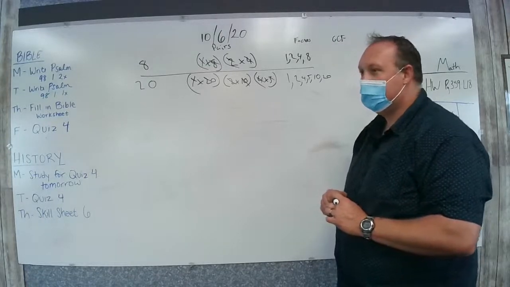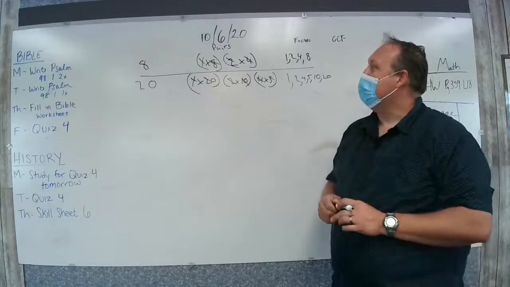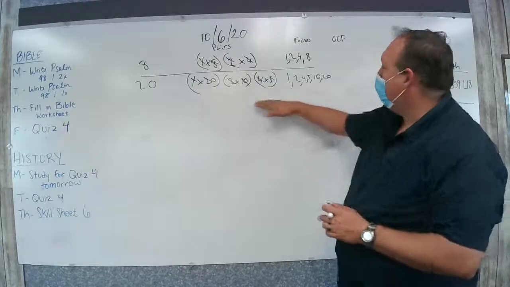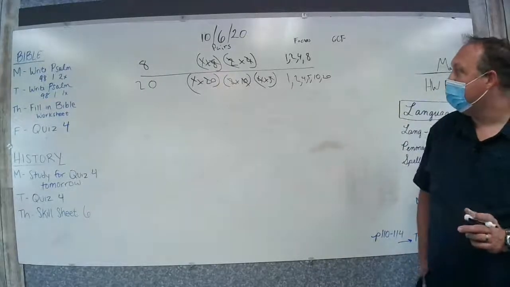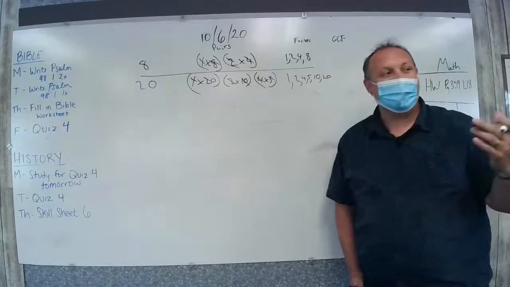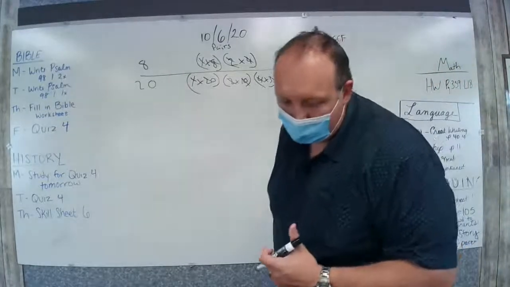I haven't got to that point yet. So I have my pairs. I just listed all my numbers that are in my pairs. I just put them in order. So now what I'm going to do is look for common numbers.